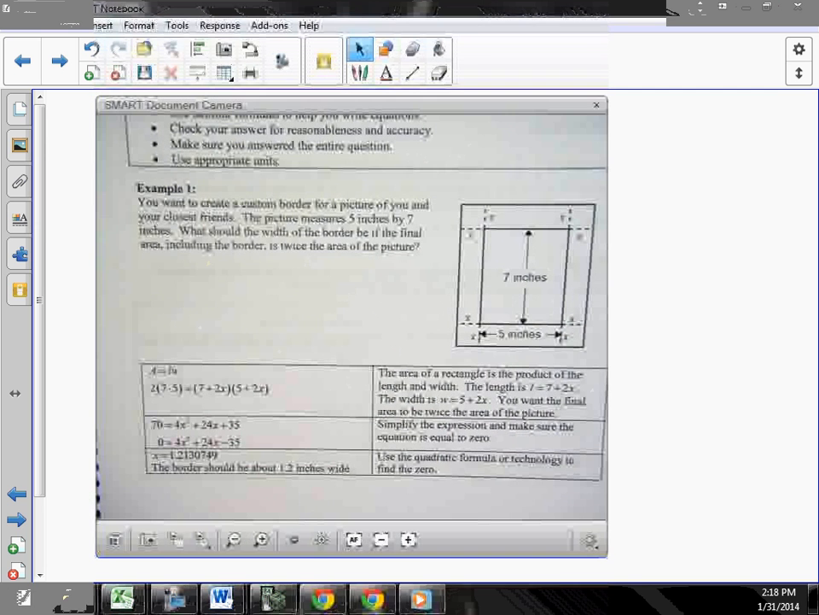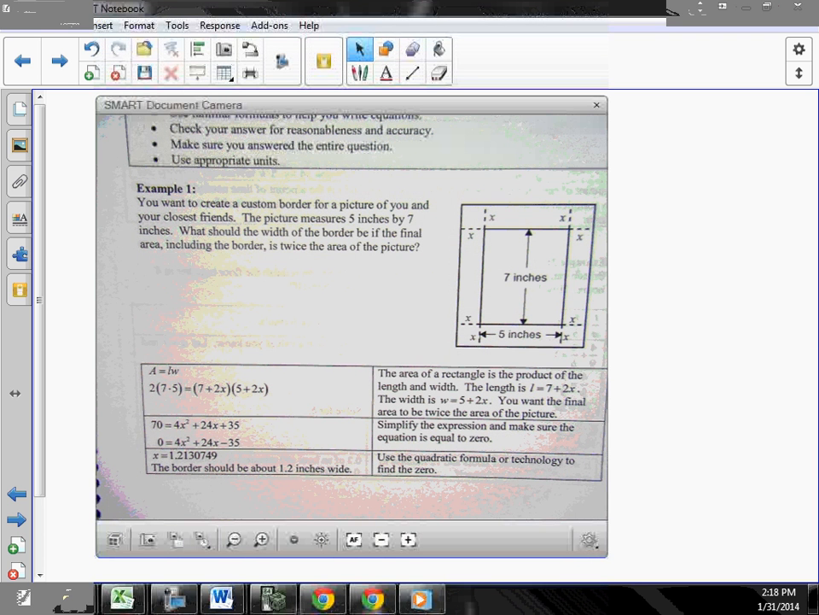So example number 1. You want to create a custom border for a picture of you and your closest friends, which, if you're Ren, means you're by yourself. The picture measures 5 inches by 7 inches. What should the width of the border be if the final area, including the border, is twice the area of the picture?